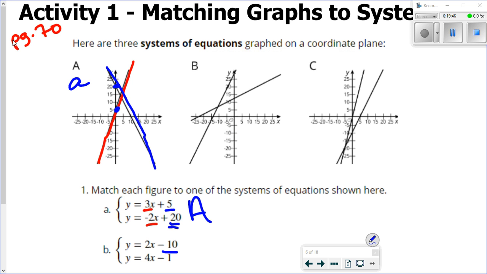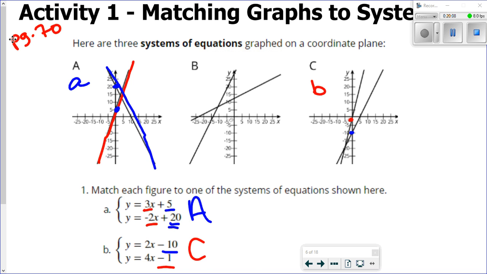Let's double check and confirm. I do have a y-intercept at negative 10, and then I have a second y-intercept at negative 1, and there it is. It's hard to see because they're counted by fives, but it's there. So that further confirms that system B goes with graph C.